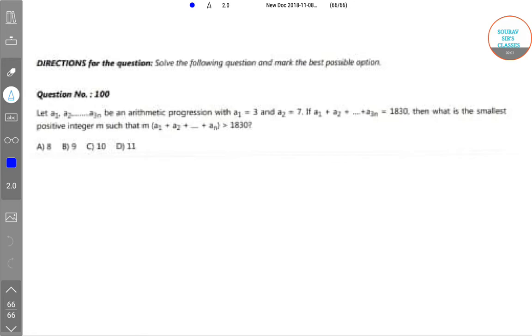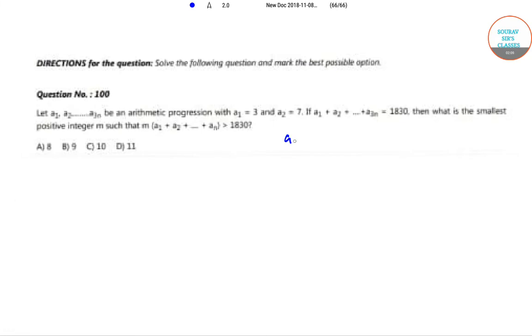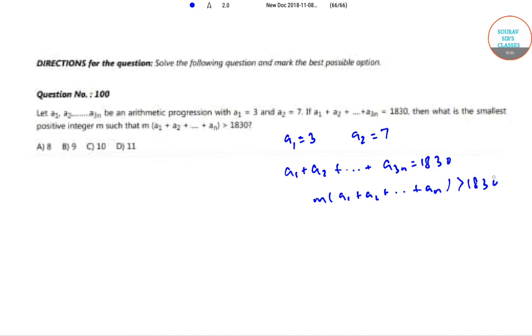The next question is, let a1, a2 up to an be an arithmetic progression with a1 equal to 3 and a2 equal to 7. Now, if a1 plus a2 up to a3n is equal to 1830, then what is the smallest positive integer m such that m into (a1 plus a2 up to an) is greater than 1830?